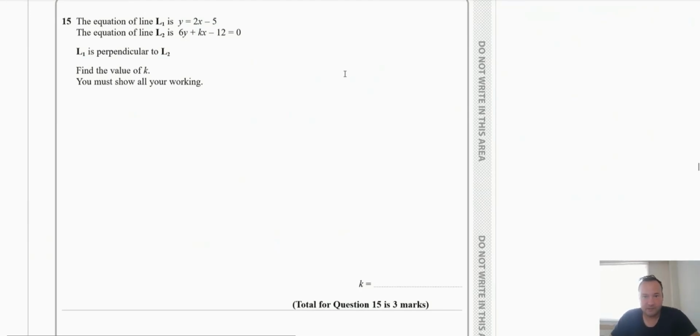Question number 15. The equation of the line L1 is y equals 2x minus 5. The equation of L2 is 6y plus kx minus 12 equals 0. L1 is perpendicular to L2. Work out the value of k. You must show all your working.